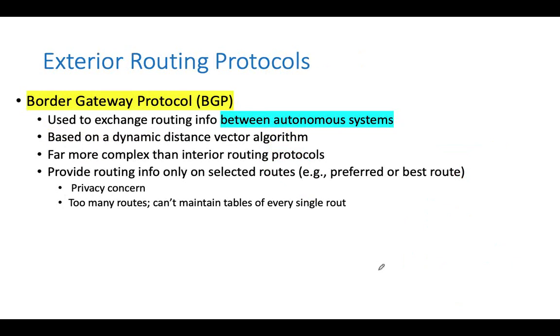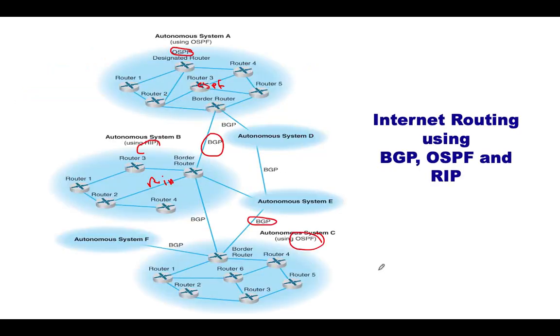The Border Gateway Protocol, as I mentioned to you, we use this one only to link between autonomous systems. And this one uses Bellman-Ford, the distance vector algorithm. This is a very basic concept.